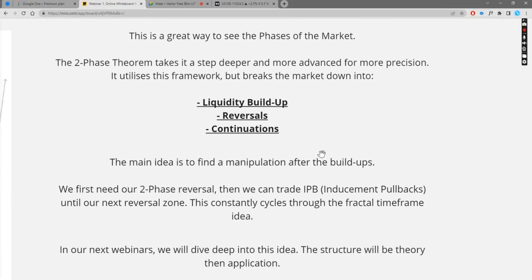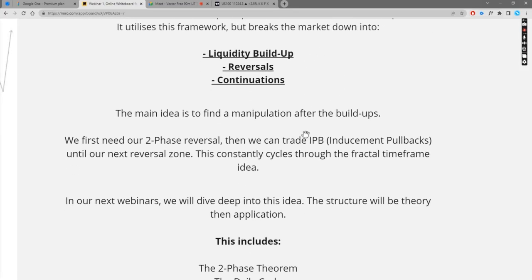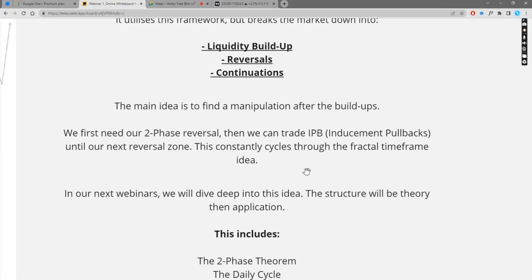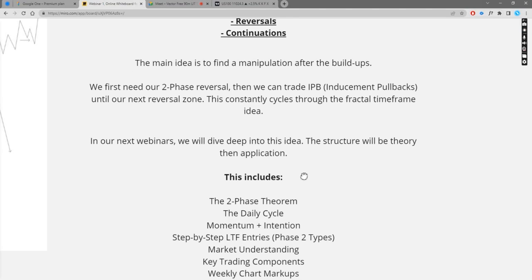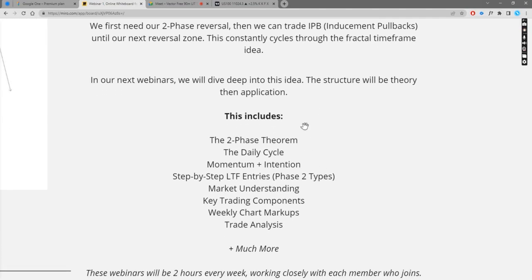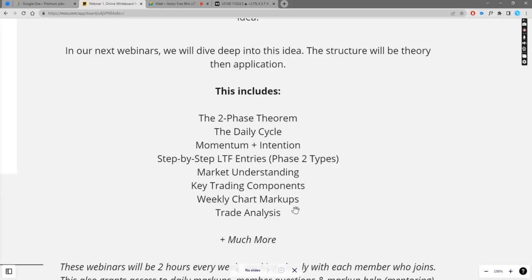The main idea is to find a manipulation after those build-ups, like we did up there. We first need our two-phase reversal, then we can trade our inducement pullbacks, okay, until our next reversal zone. So this constantly cycles through the fractal time frame idea. In our next webinars, we'll dive deep into this idea. The structure will be theory, then application. So this is a few things we'll go over next time, because there's a lot more to it, okay? Especially if you want that entry precision, there's a lot more to it.